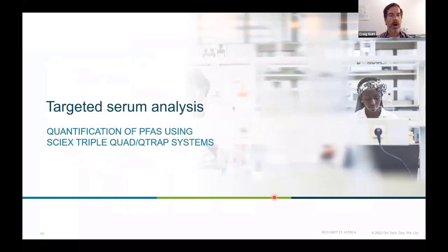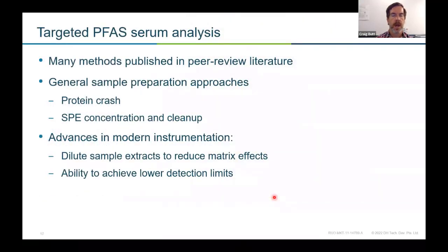All right, so now the first technique that we'll talk about is the targeted serum analysis. So this would be quantification using triple quad or QTRAP type systems. So a question we often get is on sample prep, right? You've got a serum sample or even plasma sample. What should we do to extract it and get those PFAS out?